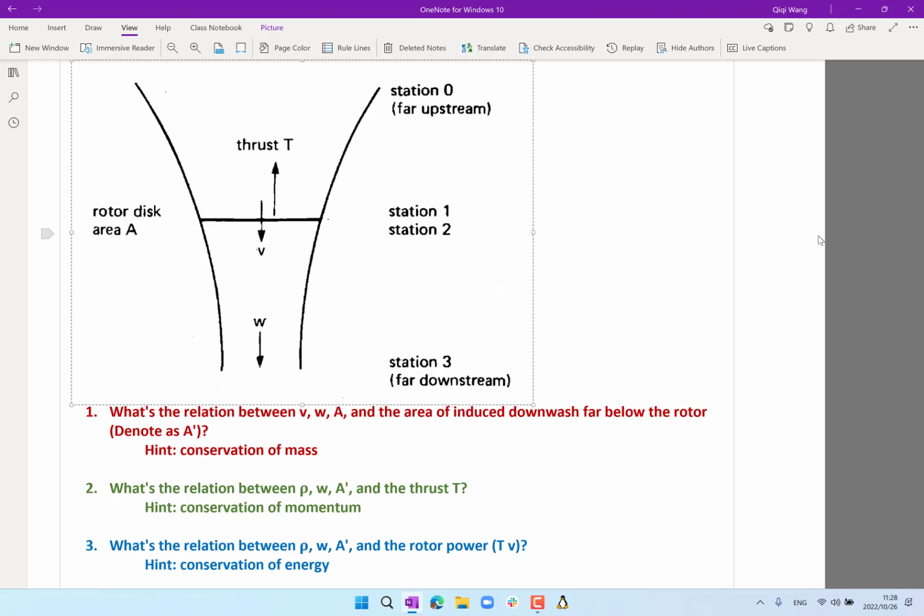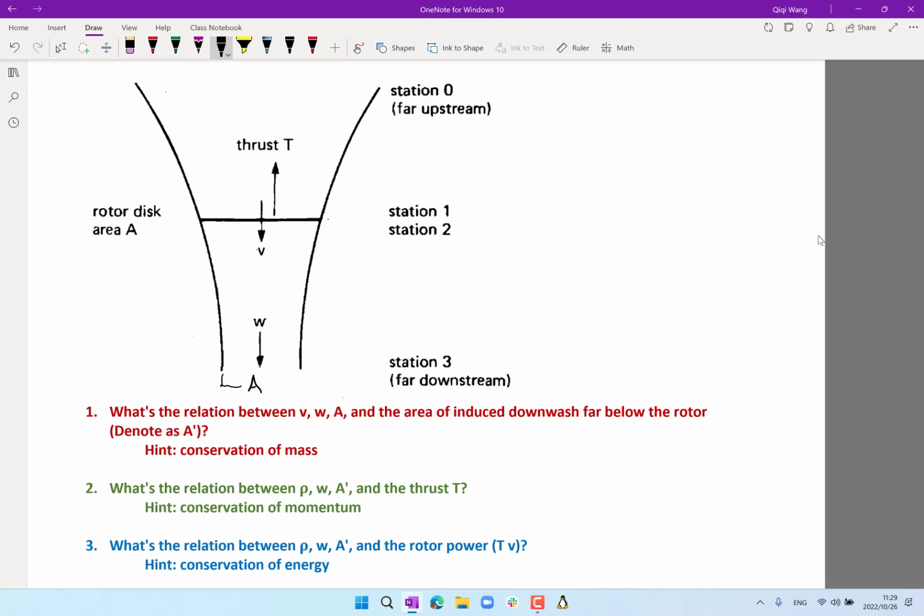So first of all, what's the relation between v, w, A, and A prime? V is the velocity across the rotor disk. W is the velocity far downstream. A is the area of the rotor disk, and the area of the induced downward flow far below the rotor, we denote as A prime. So let's imagine this area as A prime. And we're assuming far upstream, the velocity is 0. That's the first question. The hint is conservation of mass.